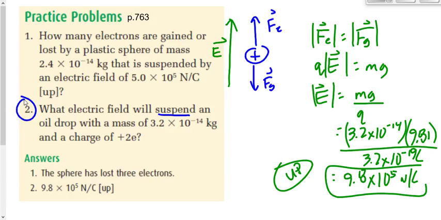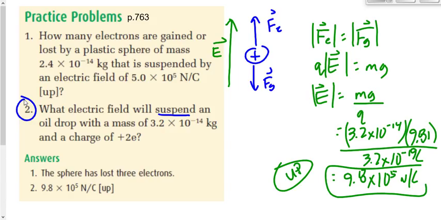And we've already established, without the need for mathematics, that the electric field is upwards. If you don't draw that diagram, you're probably going to get 9.8 times 10 to the 5 newtons per coulomb. And if this is a multiple choice question, that's going to give you a 50-50 chance of getting it right, because one of the answers is going to be 9.8 up, and one of them is going to be 9.8 down.